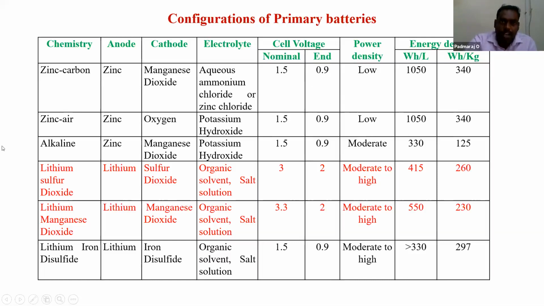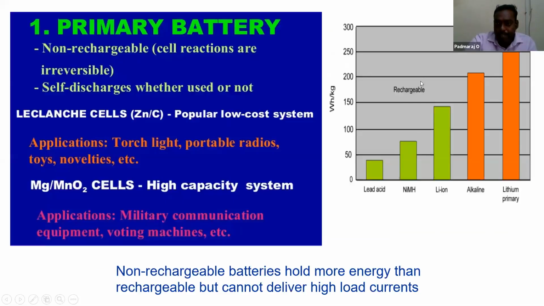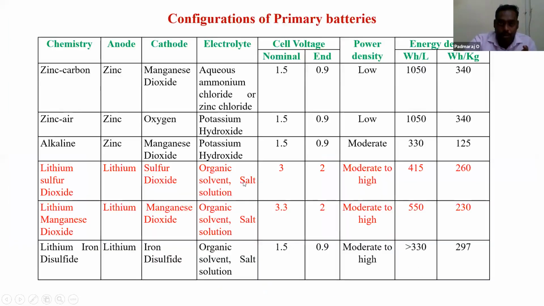So among the available primary batteries in our market, see here, the lithium-based batteries have high voltage and high power density. Even energy density is higher. Clear? Even the last picture I showed you. So here the lead acid battery, nickel metal hydride, and lithium-ion batteries will be there. But compared to the rechargeable batteries, the lithium-based non-rechargeable batteries have high energy density but low load current. So that is a drawback in those primary batteries. Even among the available primary batteries, lithium-based batteries have a high cell voltage.